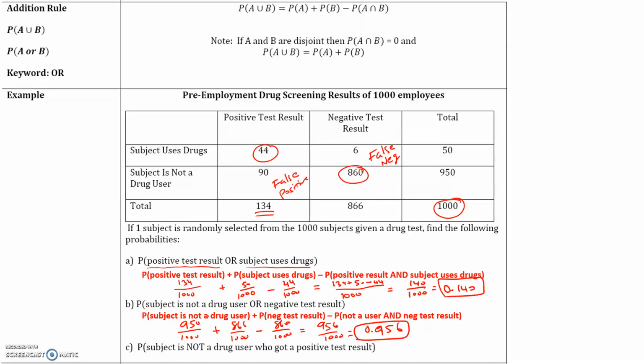Finally, the probability that the subject is not a drug user who got a positive test result. So the probability the subject is not a drug user, that's going to be this row, and got a positive test result, that's going to be this row. So those are 90 such people. So 90 people who took the test are not drug users and they got a positive test result. So that's 90 out of 1,000, which in decimal form would be 0.090 or just 0.09.